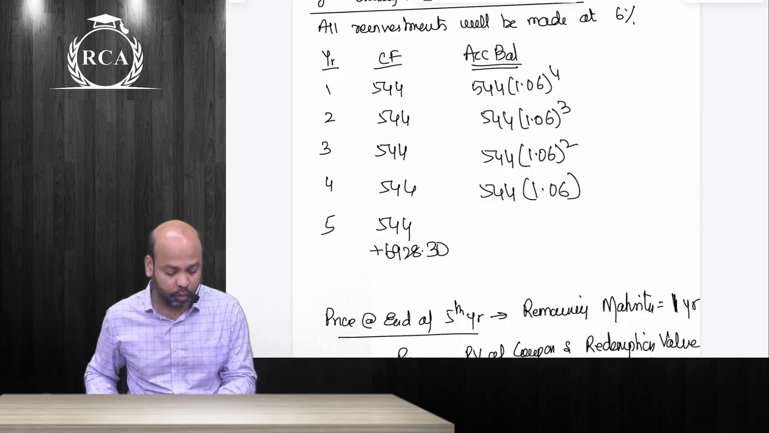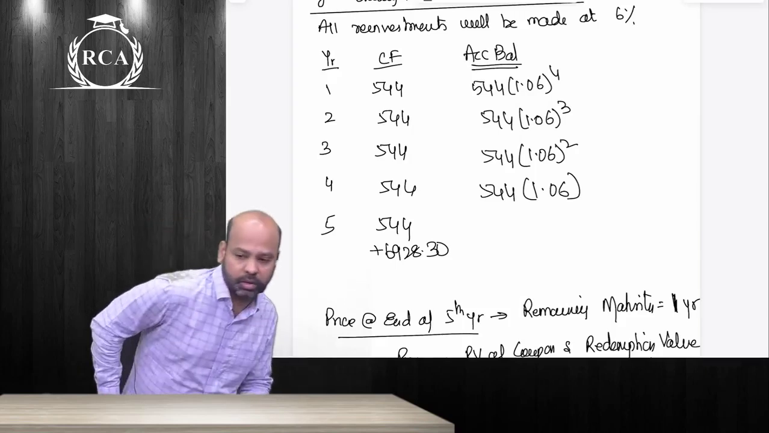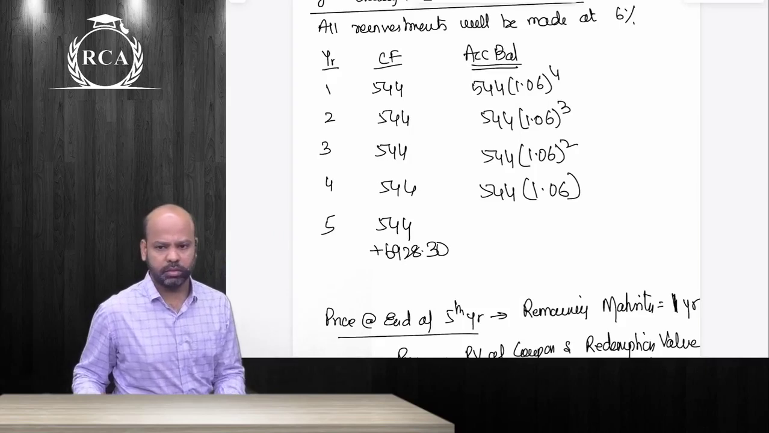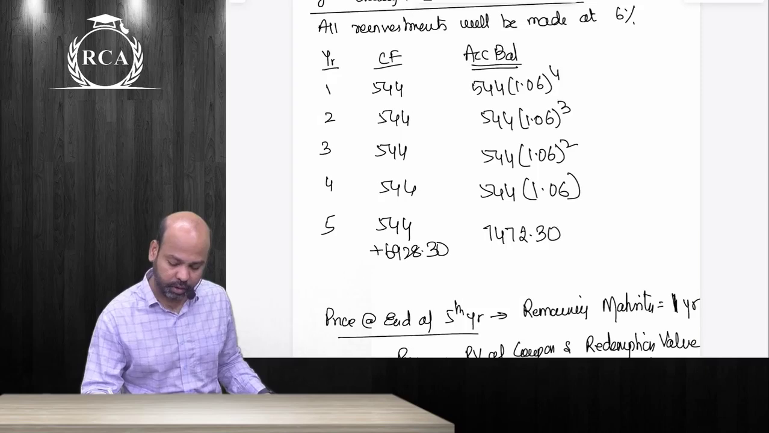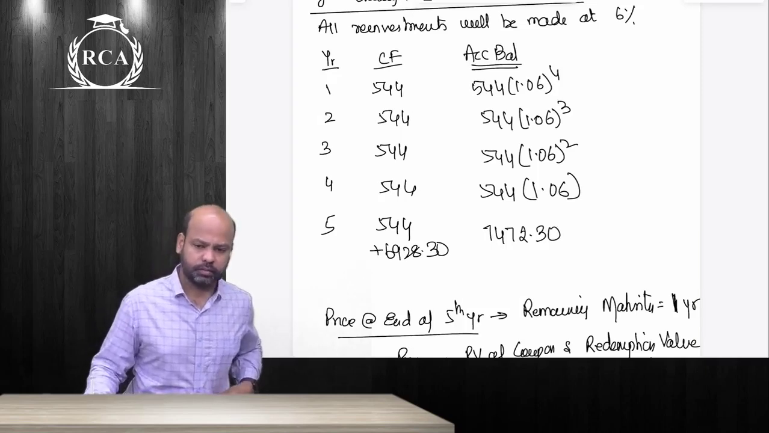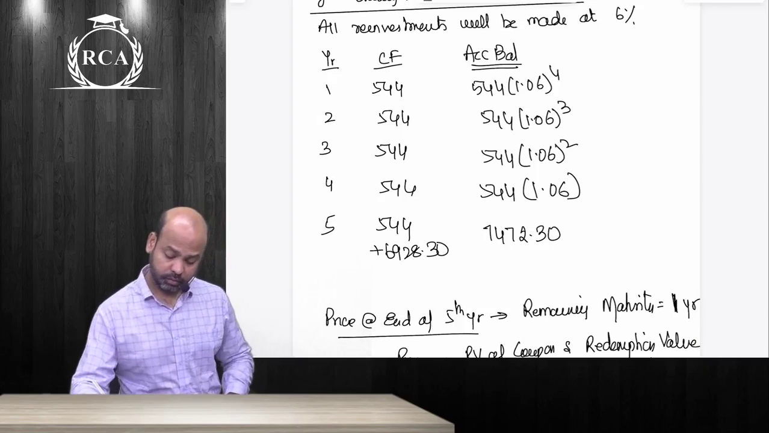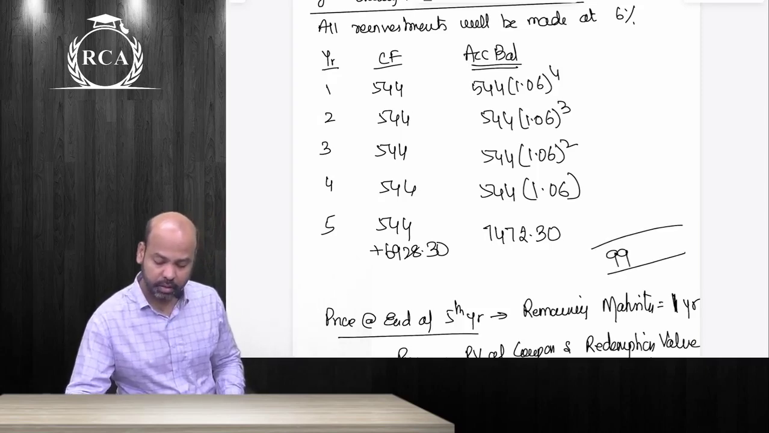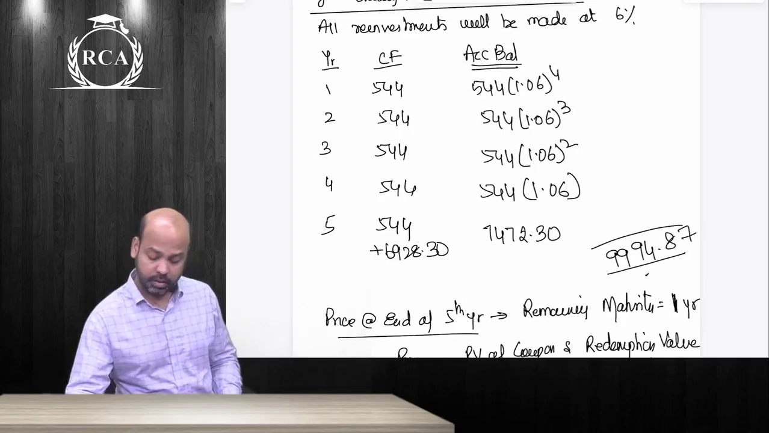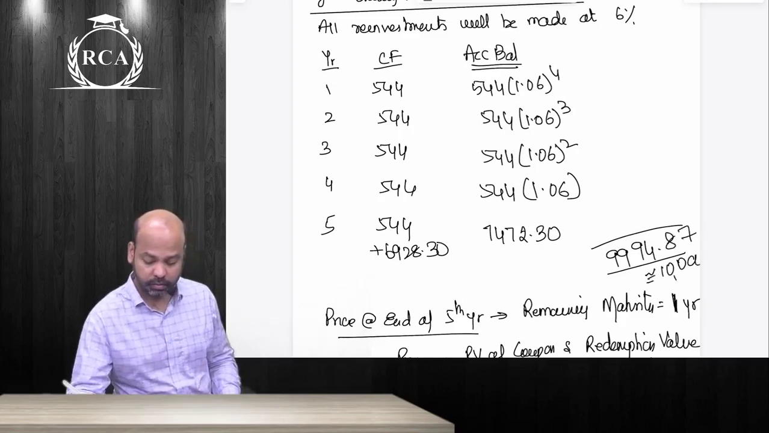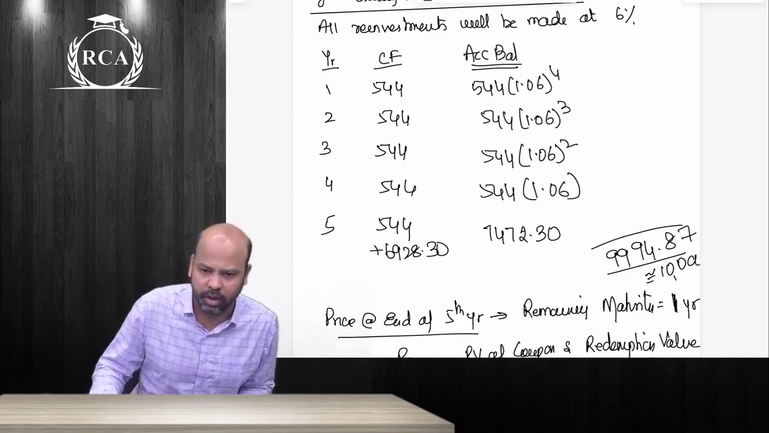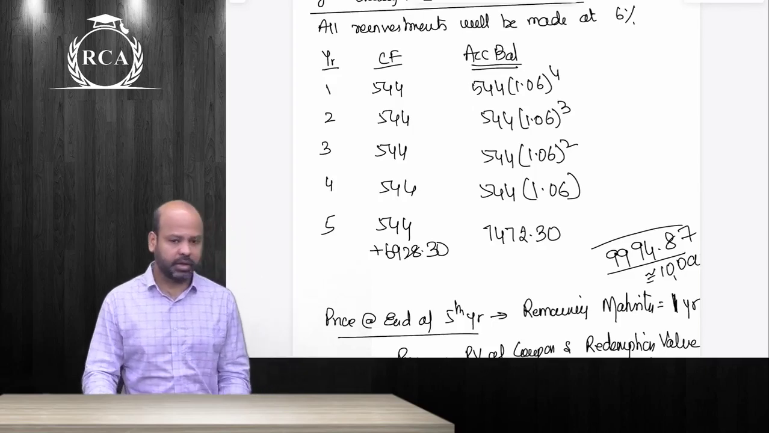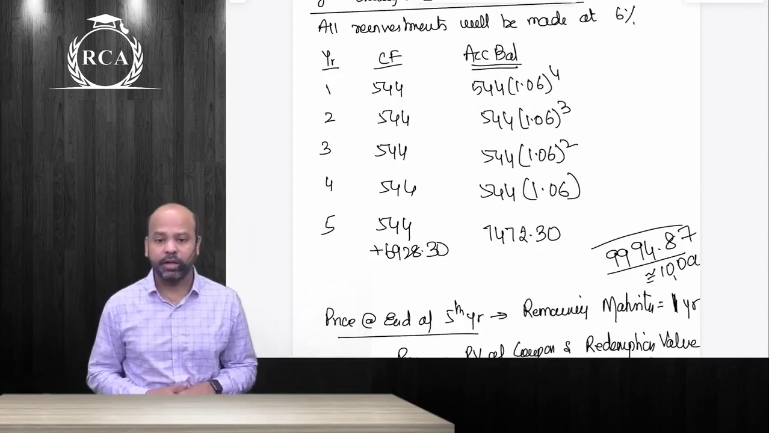544 plus 6928.30, guys. How much is the amount? 7472.30. Adding all, it is 9,994, approximately 10,000. Our reinvestment income has reduced, beta, but that has been offset by what? Price increase. Did you get this point?